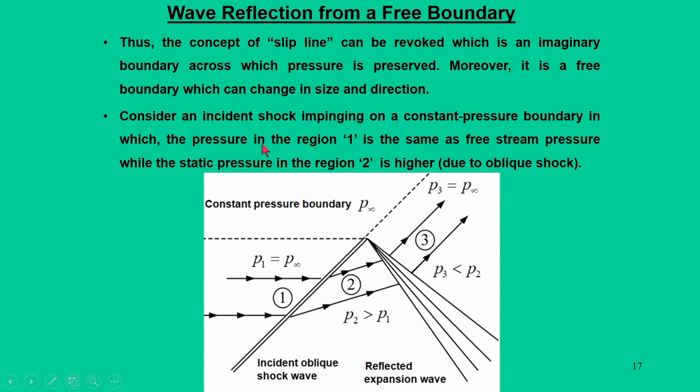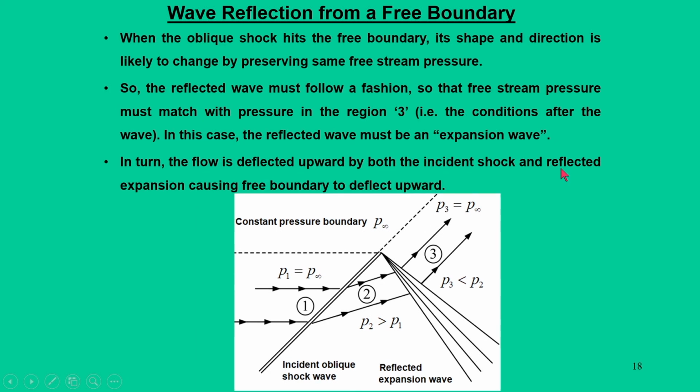So, whatever I have said is that we have an incident shock impinging on a constant pressure boundary. The pressure in region 1 is the same as the free stream pressure, while the static pressure in region 2 is higher due to the oblique shock. When this oblique shock hits the free boundary, its shape and direction are likely to change while preserving the free stream pressure, because the free stream pressure is not going to change. So, this constant pressure boundary remains as it is, but its shape is going to change.